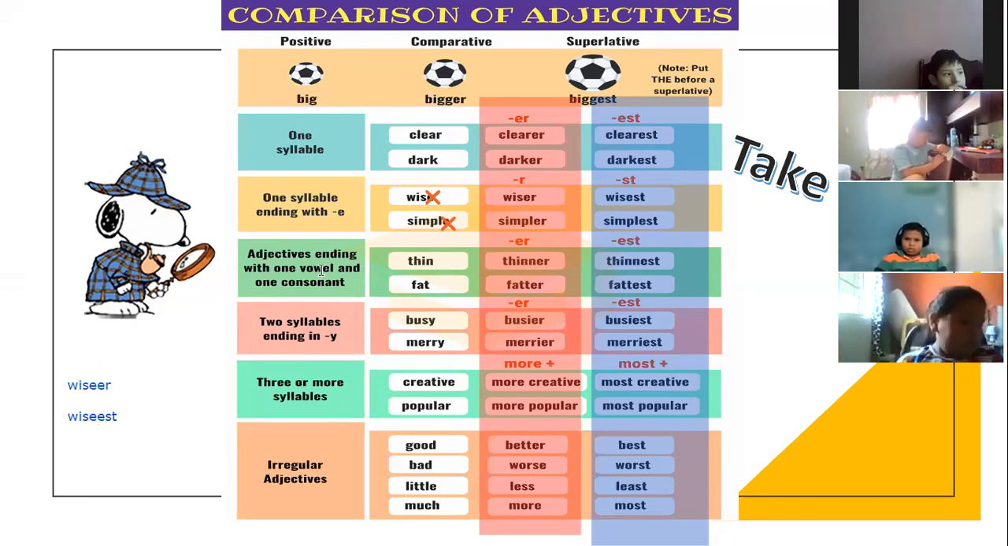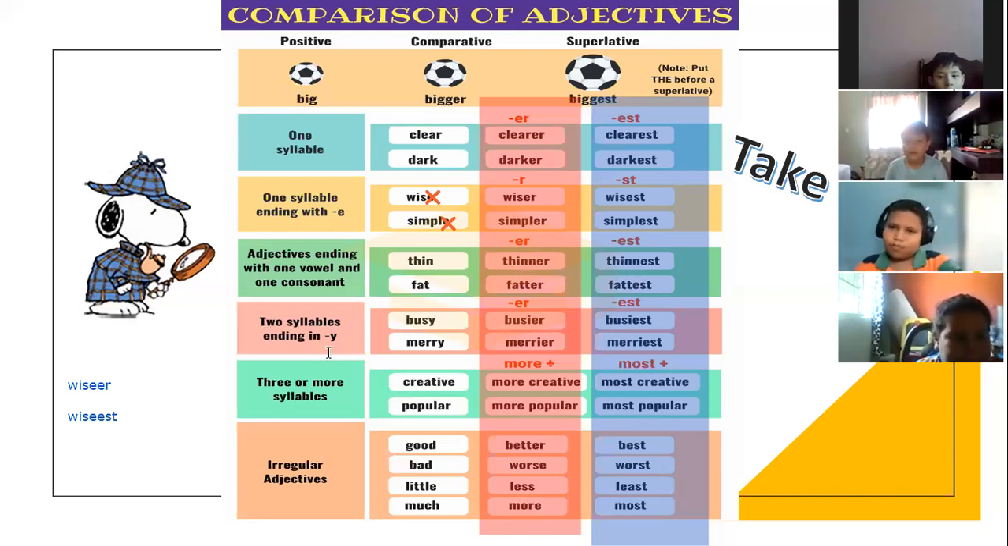Adjectives ending with one vowel and one consonant. When we have this one, Daniel, we double the consonant. Crystal, pay attention, please. We double the consonant. Watch the screen, Sebastian, please. Here, we double the consonant. Thin, thinner, thinnest. Fat, fatter, fattest.